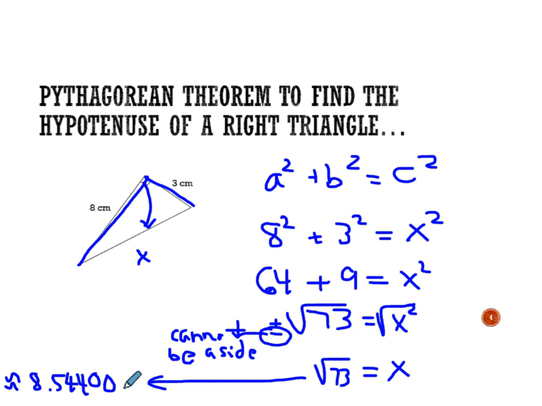So which one is more fun to write? Is it better to write square root of 73 or 8.544 and so on? It's easier to write square root of 73 because it's really an exact value. Now sometimes they're going to ask you to round to the nearest 10th or the nearest 100th. So we're going to come back to that later, how to round.